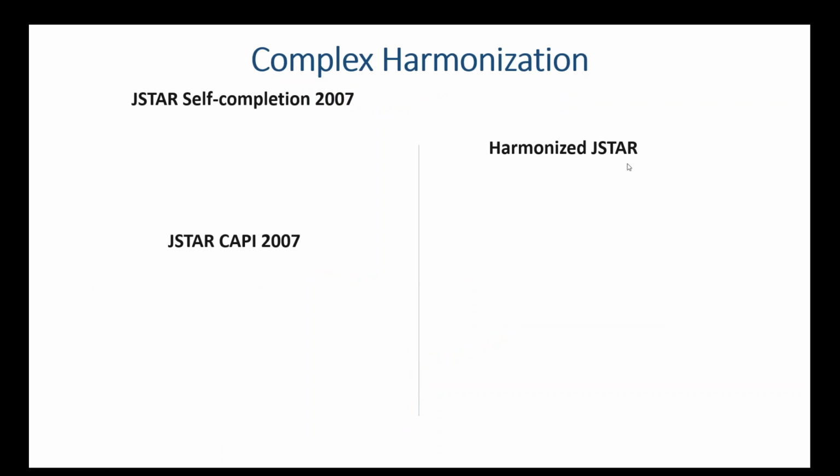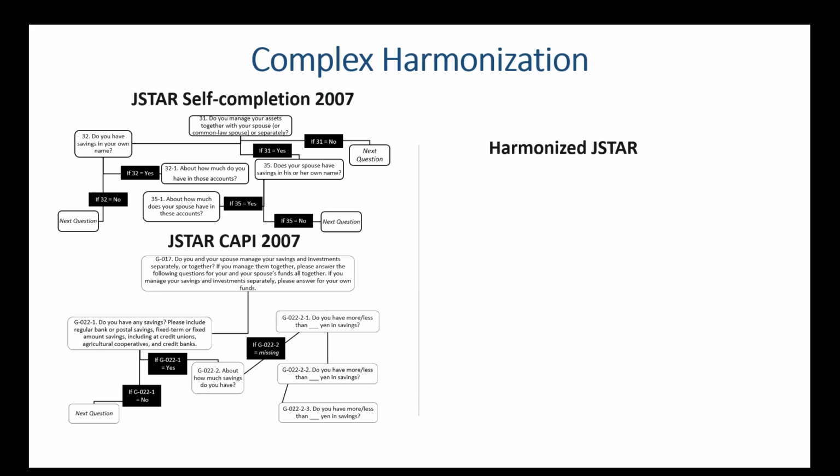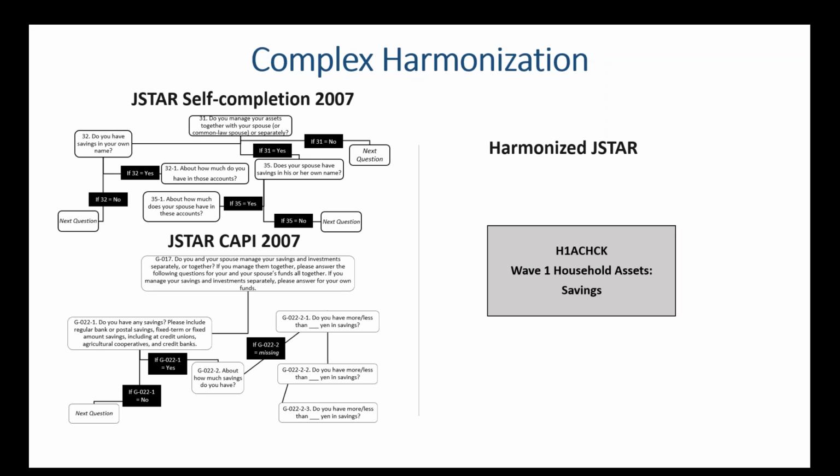So this is JSTAR, our Japanese survey. This is their 2007 wave. It was asked in two different parts. There was a self-completion, something that was mailed to respondents to complete first and mail back. And then, when the interviewer came to your house, which is usually our core interviewer, called a CAPI, a computer-assisted program, you get asked a set of questions which reflect your earlier self-completion answers, basically.